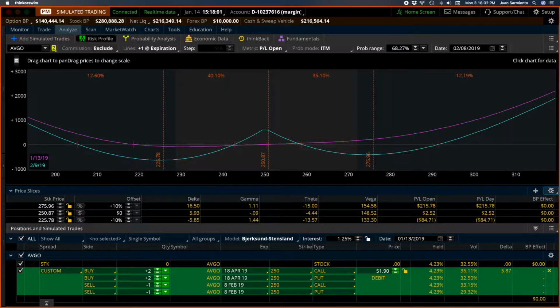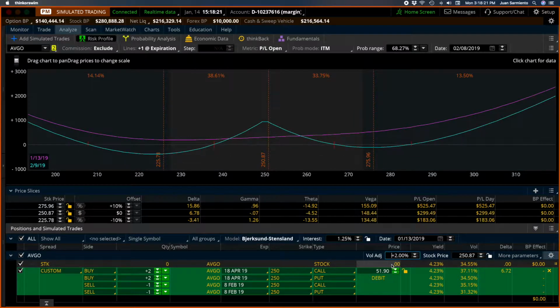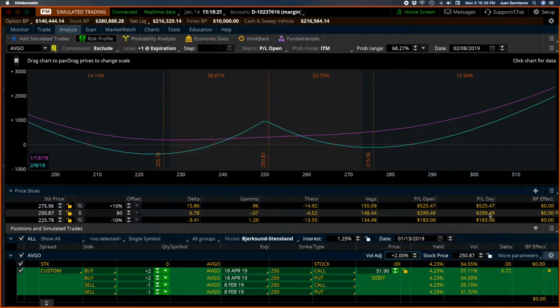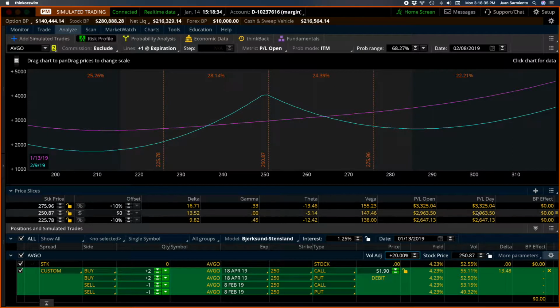Consider this. We can experiment a little bit by clicking here and saying volatility adjustment. Imagine that the implied volatility increases even by 2%. That is not a whole lot. Just that 2% increase in implied volatility gives us a profit. Imagine if there is a big market spike in volatility of 20%. Then suddenly we have big profits.